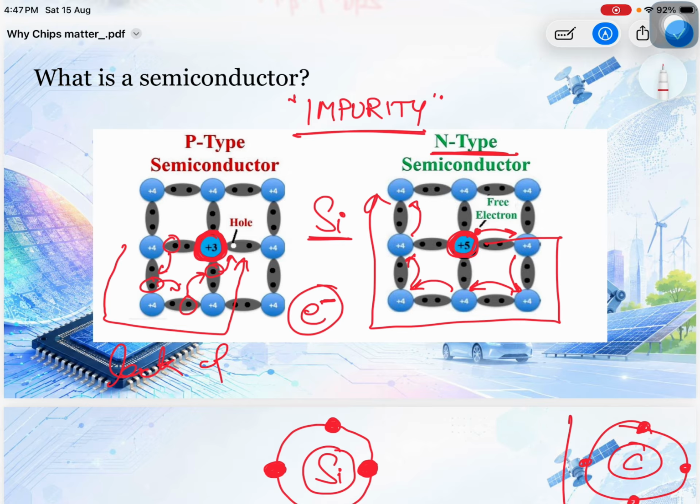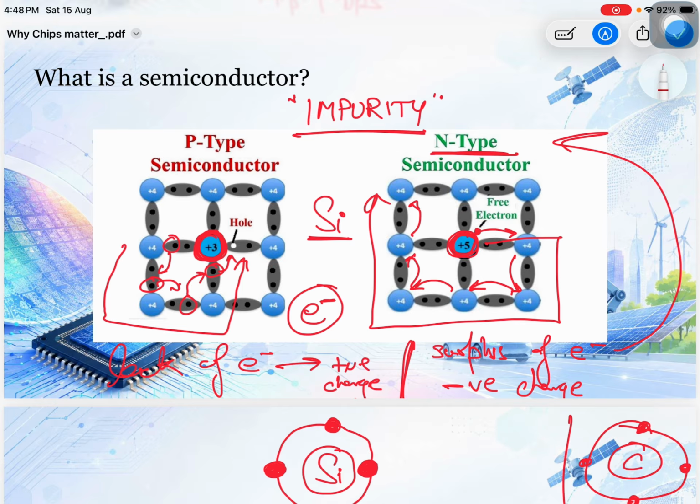Lack of electron creates positive charge, and on the opposite side, surplus of electron is creating negative charge, because there is one extra electron, an extra negative charge. So this surplus of electron is called n type, and this lack of electron is called p type.